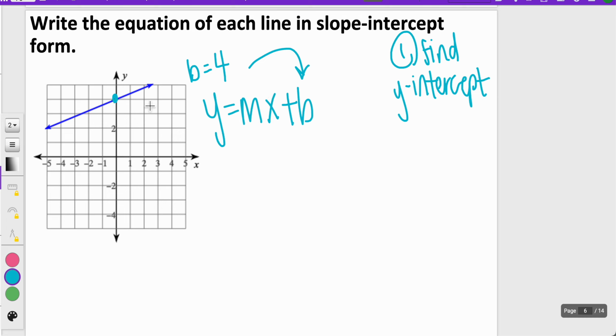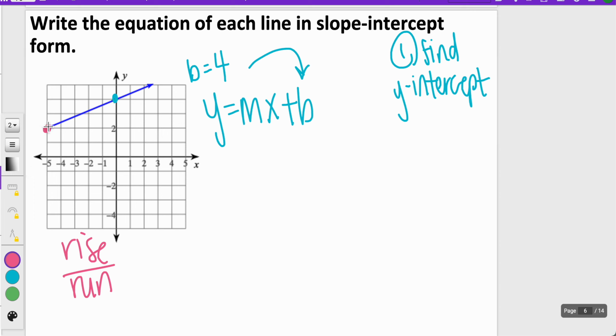Now what we need to do is find the slope. For this one, we can do one of two things. We really just want to make sure that we're looking for where it accurately crosses over 2 points, and it's looking like it's crossing here. So once I find that accurate point, I want to go from left to right and find my rise over run.